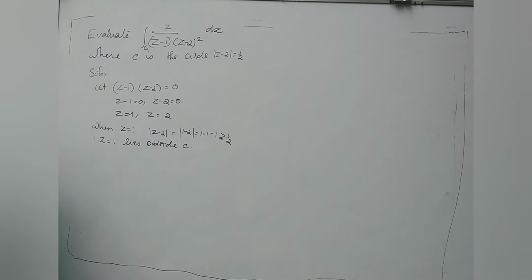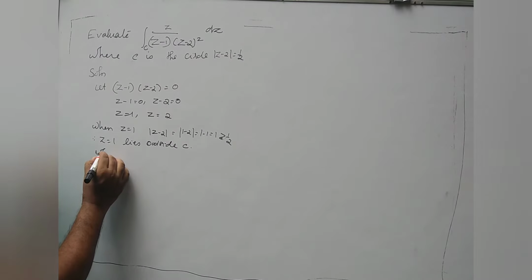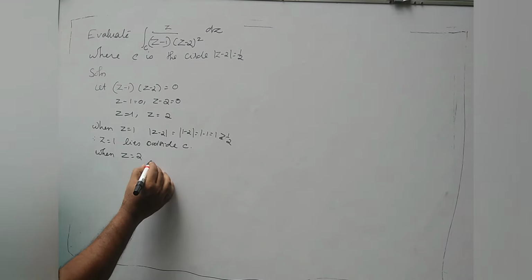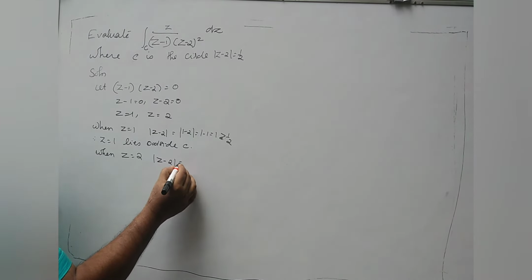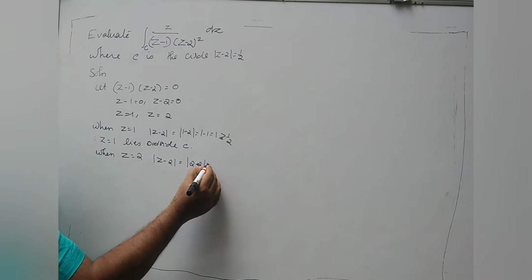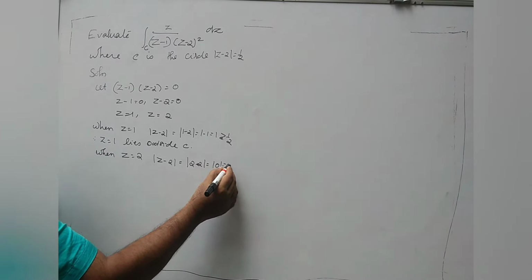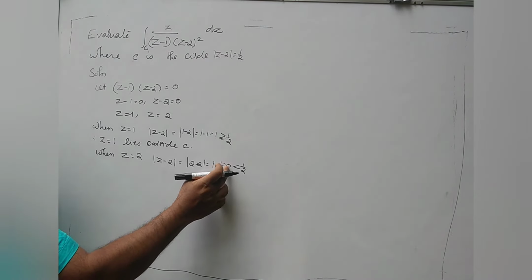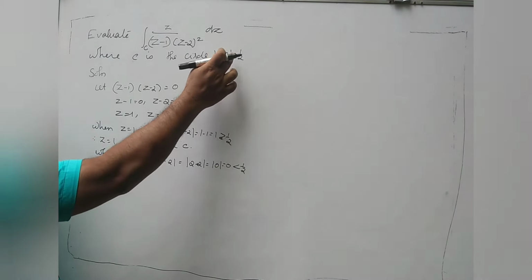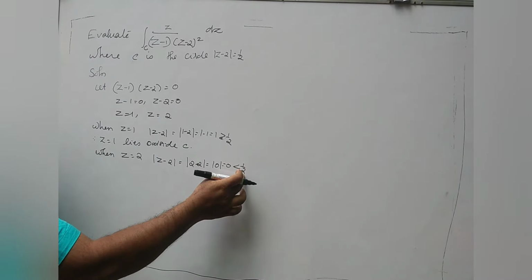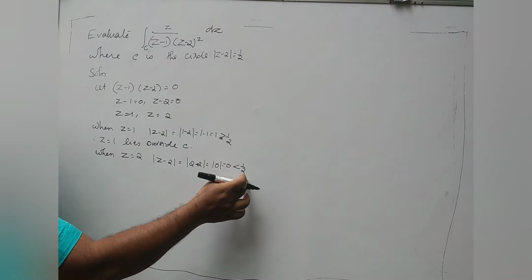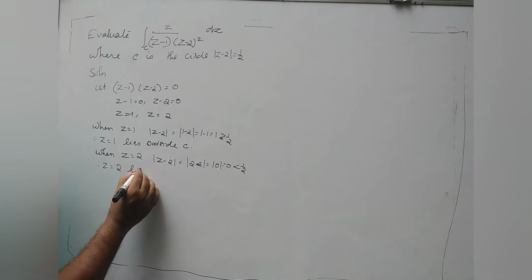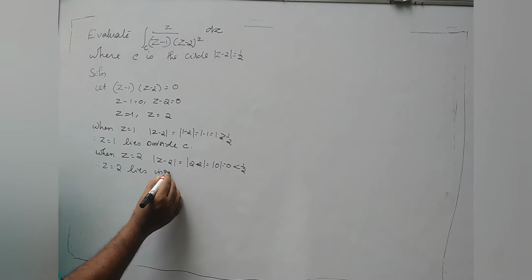Next one, when z is equal to 2. So what is the C? Mod of z minus 2 is equal to mod of 2 minus 2, equal to mod 0, equal to 0. This is less than 1 by 2. That means the calculated value is equal to 0. Our given value is equal to 1 by 2. The calculated value is less than the given value. Therefore, z is equal to 2 lies inside C.